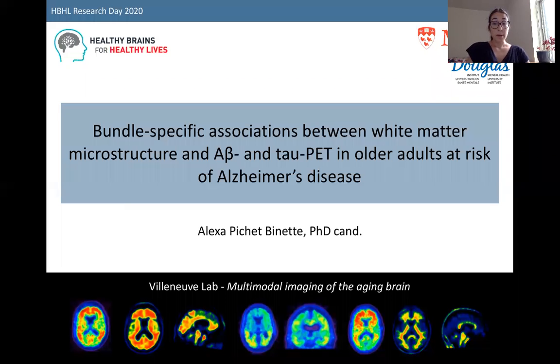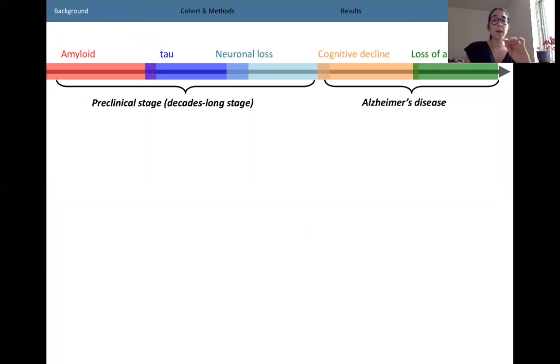Hi everyone. My project focuses on white matter microstructure and Alzheimer's disease pathology in the brain. We all know that Alzheimer's is characterized by memory loss and cognitive dysfunction, but this is really the late stage of the disease. Before that, there's a very long preclinical stage during which brain changes are already occurring. They start with the accumulation of amyloid beta plaques, followed by tau proteins, and then leading to neuronal loss. But how white matter alterations might fit in this picture is still not clear.